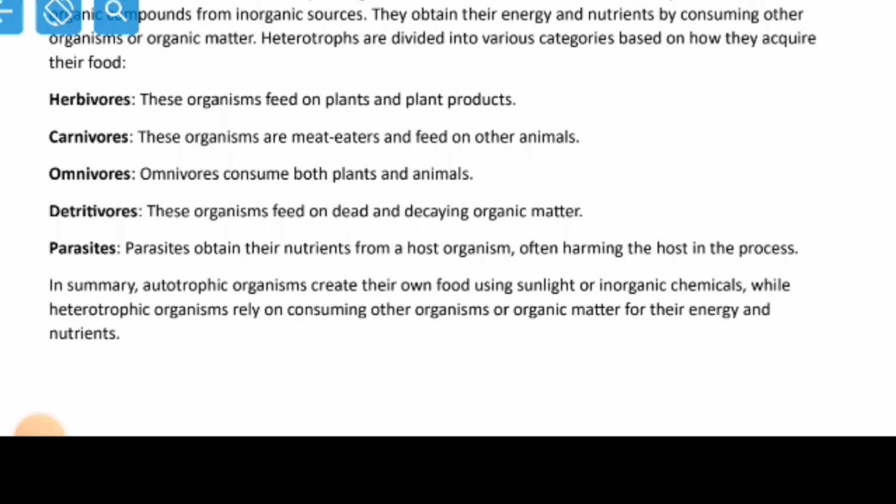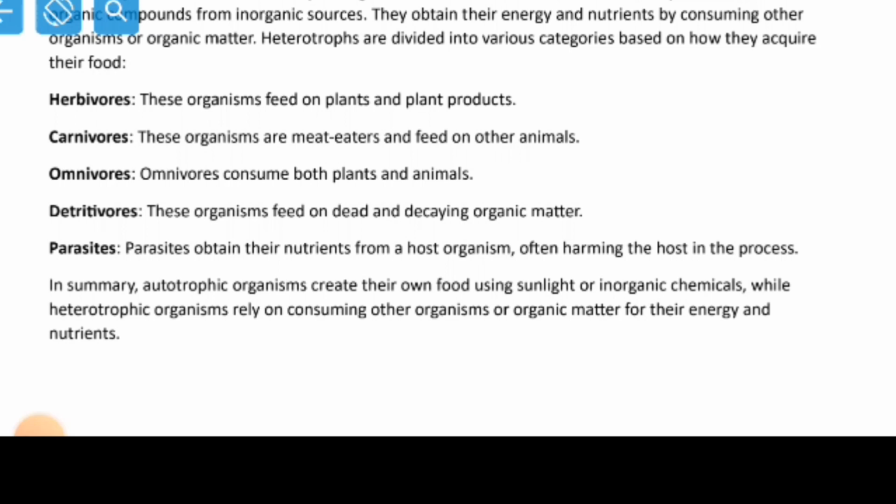These microorganisms, the detritivores, can be microorganisms like the fungi, or it can be vultures and all, right? Scavengers. Now parasites obtain their nutrients from a host organism, often harming the host in the process. So parasites are the organisms which feed on the body of another organism, right?